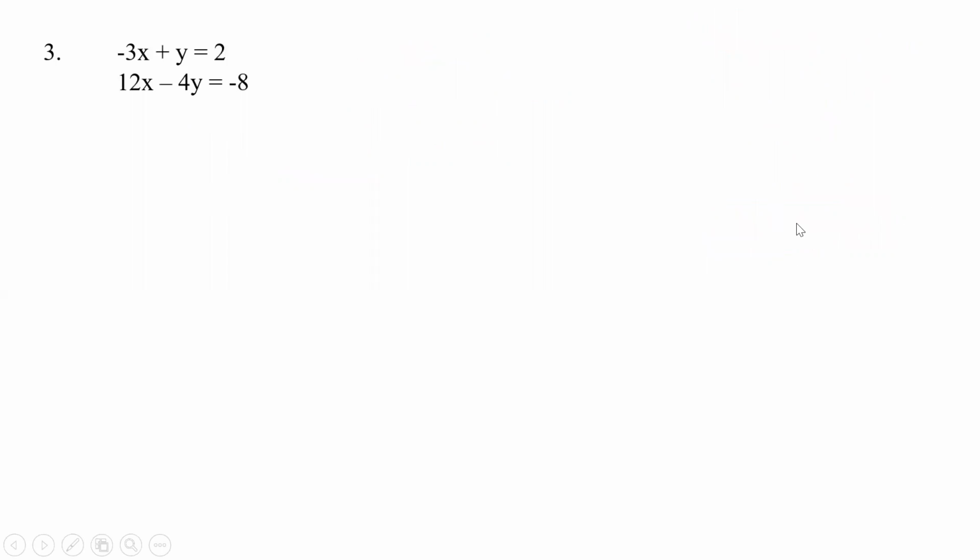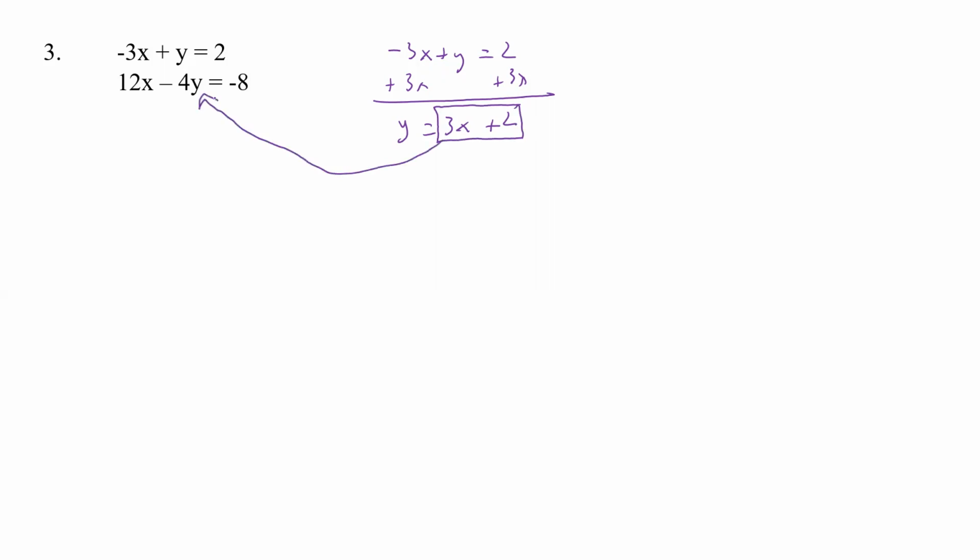What about this one? Okay, so this one, it looks like I have a y here I could solve for easily, and then I could plug it in here, and then I get x out. So if we take minus 3x plus y equals 2, I'm going to add 3x to both sides. And so I get y equals 3x plus 2.